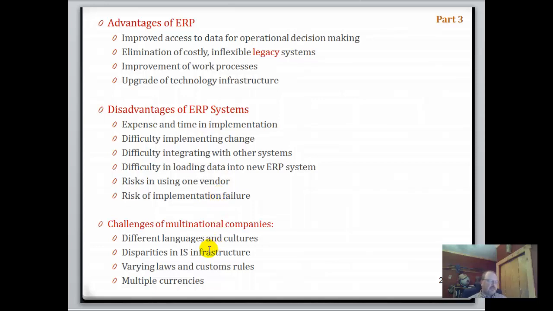Another little piece here: challenges of multinational companies. A lot of these ERPs are not just Helena College and the UM system, but they are multinational. So you have to consider language differences, currency differences, cultural differences, the way people approach their work, and the work process. So there are all these different kinds of issues. Disparities in IS infrastructure: think about a third world country versus a first world country like America or countries in Europe. So there's a lot of issues with ERPs.